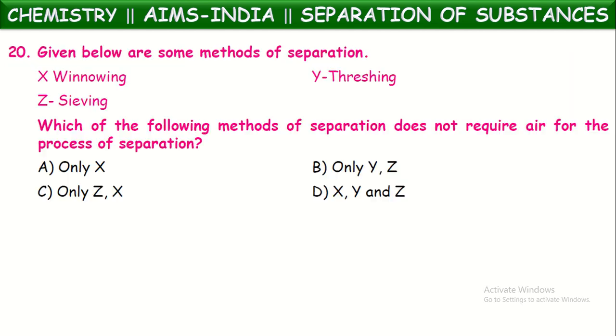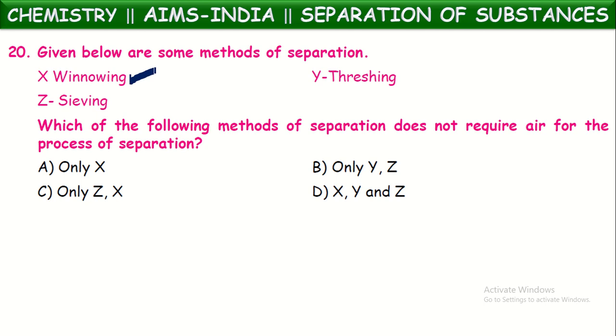Okay, next one. Given below are some methods of separation. What are those? Winnowing, threshing, sieving. Which of the following methods of separation does not require air for the process of separation? Air is needed for the separation of certain mixtures. The technique used with the help of air is winnowing, isn't it?